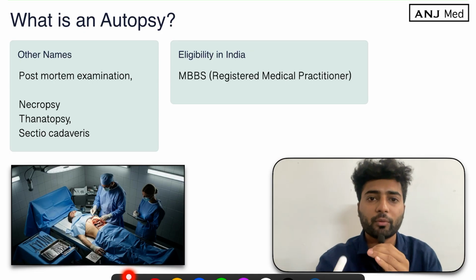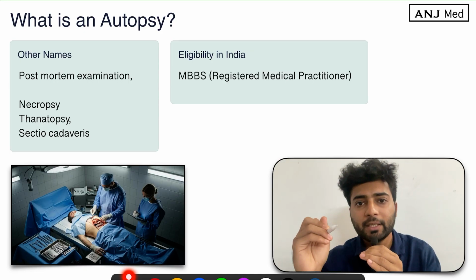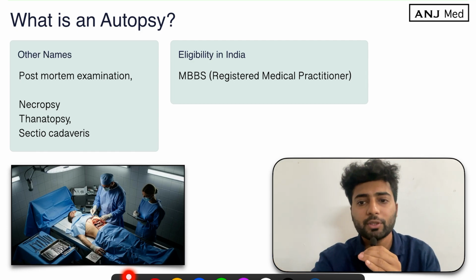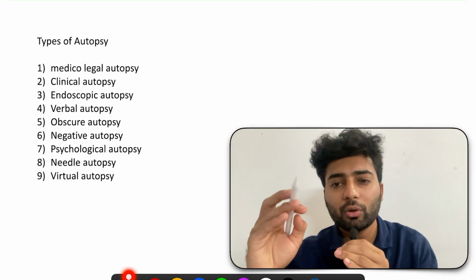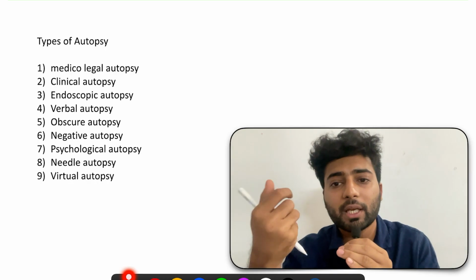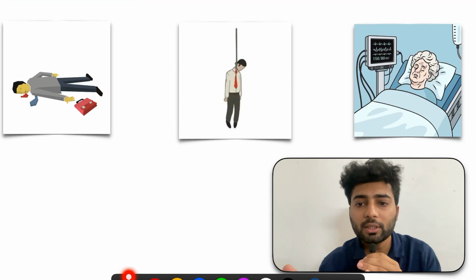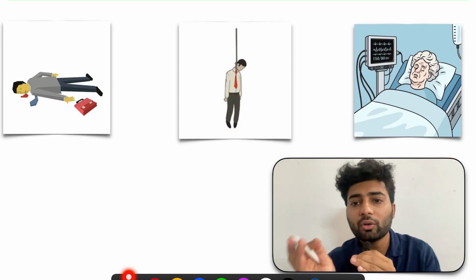Now, who can perform the autopsy procedure? The minimum eligibility requirement is that the person should be a registered medical practitioner or an MBBS doctor. Now, there are a lot of types of autopsy. Why are there so many types of autopsy? Because a person can die by a lot of methods, right?